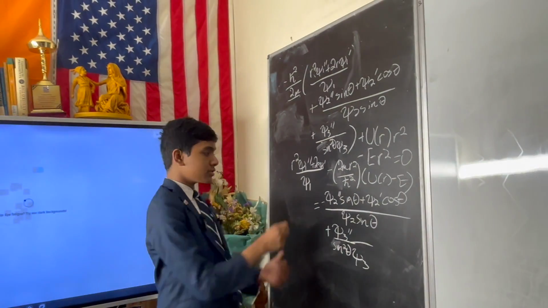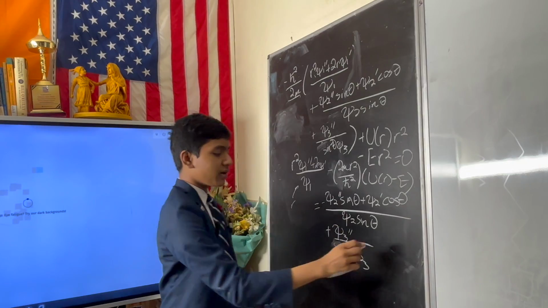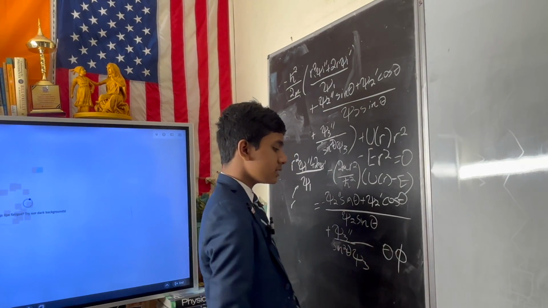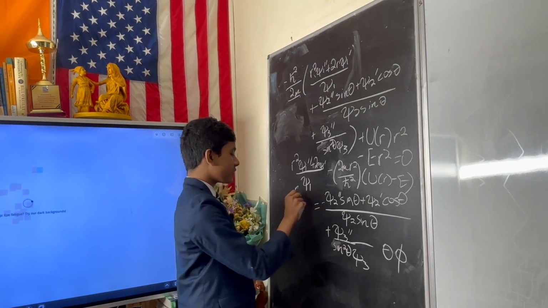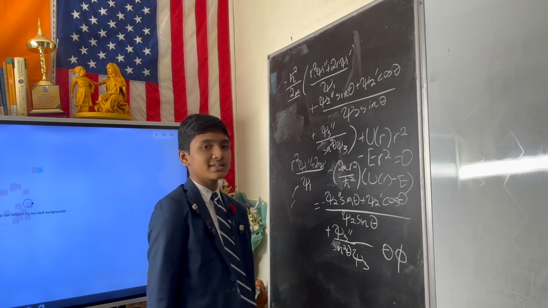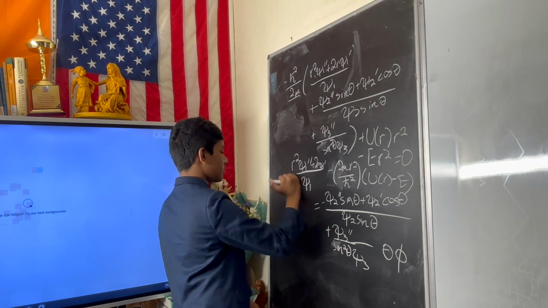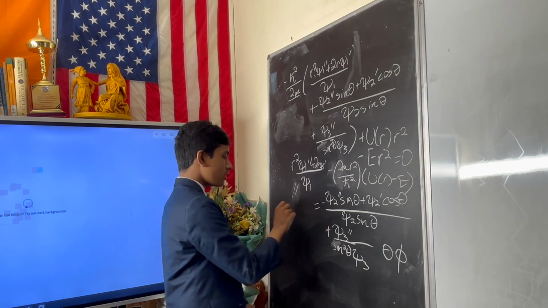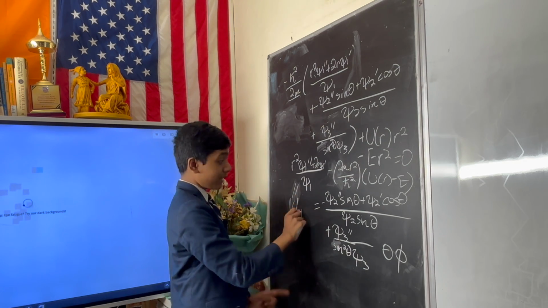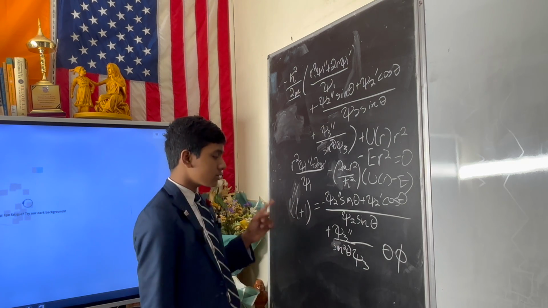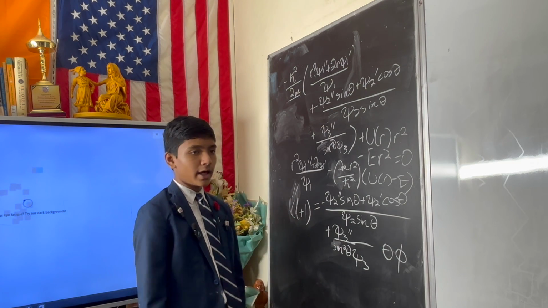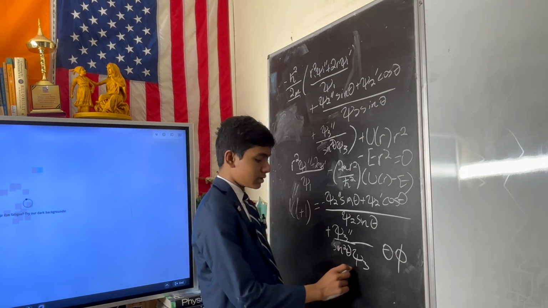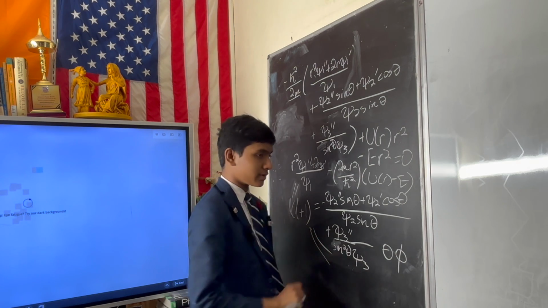Alright, and now you'll notice this is a function of r, and this is a function of theta and phi, and so both of them have to be equal to some separation constant. In this case, because of something known as the Legendre differential equation, I'm going to set this, and you'll see that very shortly, to L times L plus 1 for whatever L. And this is also going to be L times L plus 1, of course.